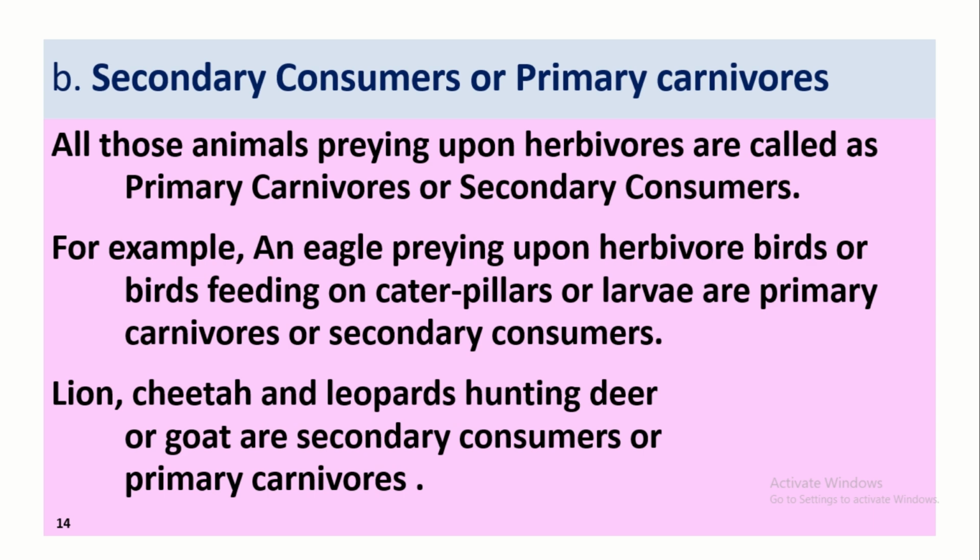Secondary consumers or primary carnivores. So these herbivores like goat, sheep, fishes, they are eaten by other animals. All those animals preying upon the herbivores. So those consumers which utilize herbivores as food are primary carnivores or secondary consumers. For example, an eagle preying upon a herbivore bird or a bird feeding upon a caterpillar or larvae are primary carnivores or secondary consumers. Lion, cheetah, leopard, hunting deer or goats are secondary consumers or primary carnivores.